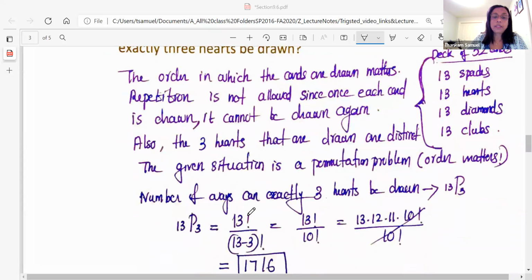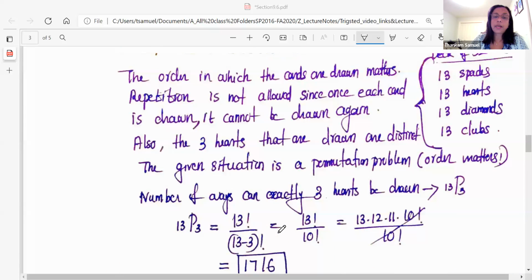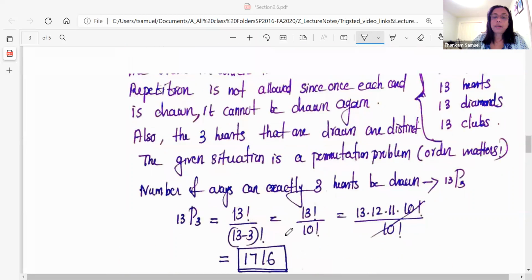So 13P3 equals 13 factorial divided by 13 minus 3 factorial, that is 13 factorial divided by 10 factorial. We can rewrite 13 factorial as 13 times 12 times 11 times 10 factorial over 10 factorial. So 10 factorial in the numerator and denominator will cancel each other. And the final answer is 1716. So the number of ways exactly 3 hearts can be drawn is 13P3, that is 1716.